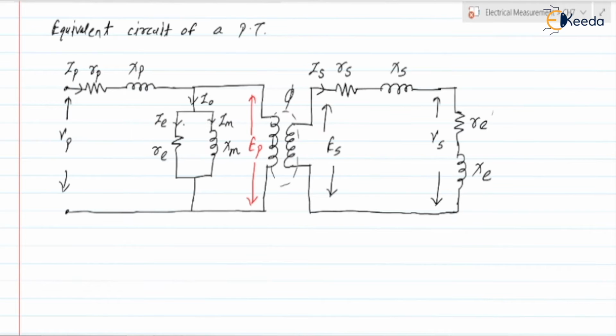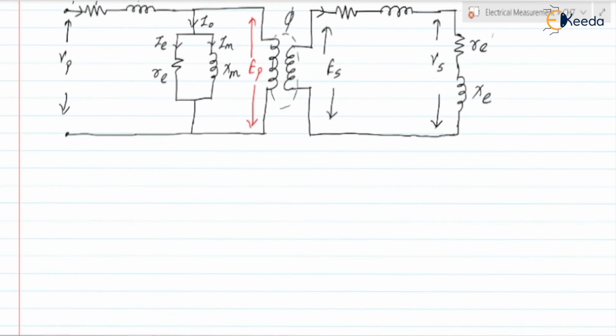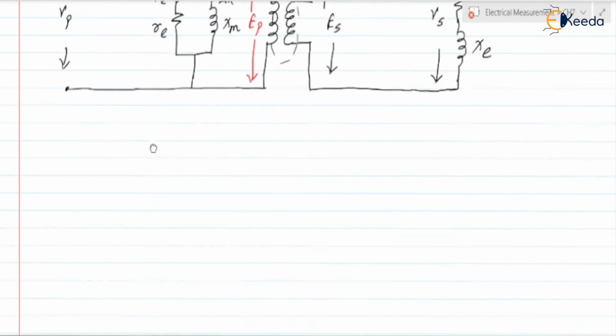Im is the magnetizing current. IE is the loss component of the no load current. Re is the resistance which takes care of the core loss component. Xm is the magnetizing reactance. Xp is the primary winding reactance. Rp is the primary winding resistance. Ip is the primary winding current, and Vp is the primary winding voltage. Next we are going to draw the phasor diagram.